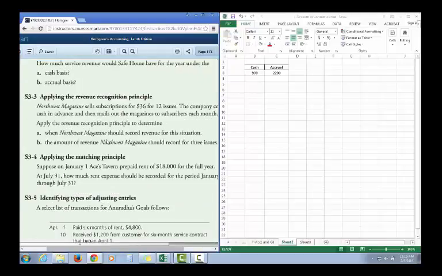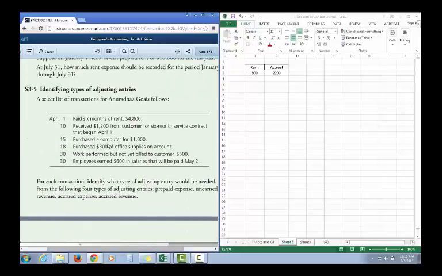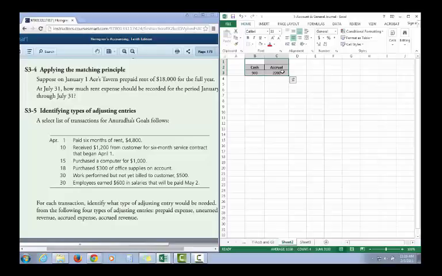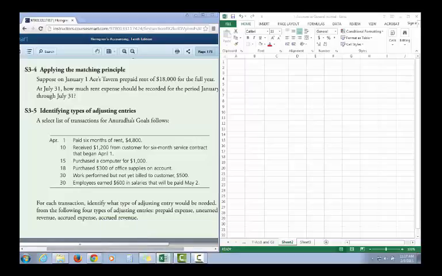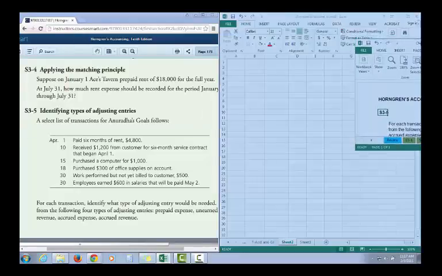At exercise 5. Okay, so exercise 5, we've got a list of transactions, and we're going to identify what kind of adjusting entry would be needed from the following 4 types of adjusting entries. So we've got prepaid expense, unearned revenue, accrued expense, and accrued revenue.